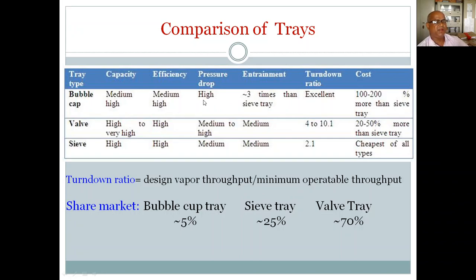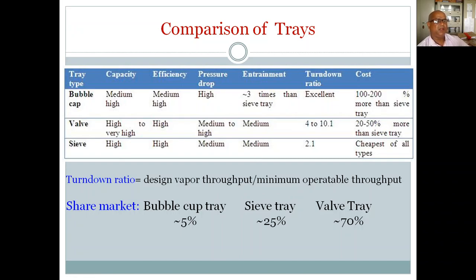Pressure drop: in the valve tray it is medium to high, in the bubble cap it is high, and in the sieve tray it is medium. You understand why the bubble cap is high? Because it takes a zigzag path. That's why its pressure drop is high, the valve tray is medium, and the sieve tray has the lowest pressure drop. Entrainment is about three times that of the sieve tray. Entrainment in the valve tray is high, because the flow area is low, so when the gas comes through, there is more entrainment.